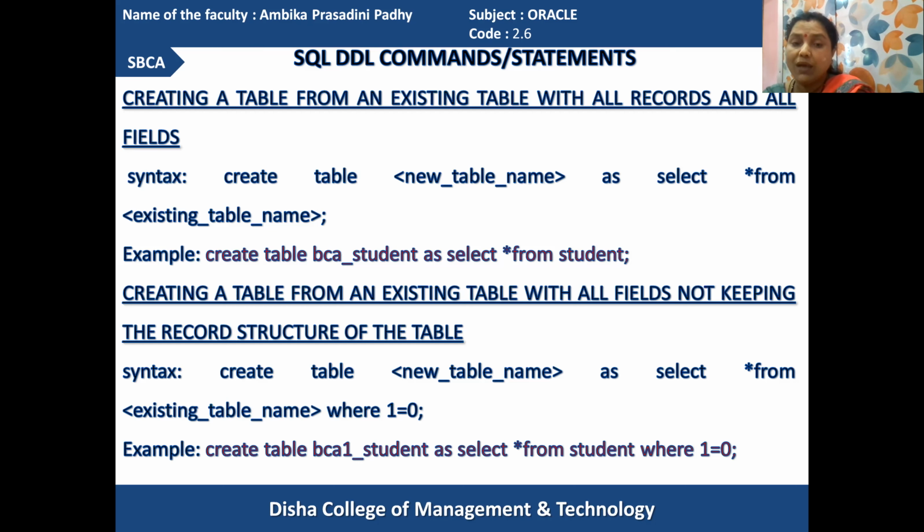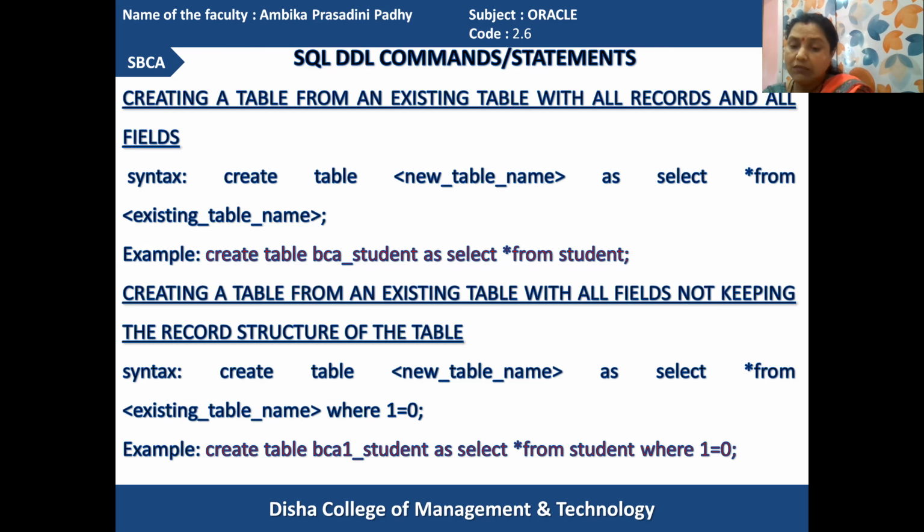Create table BCA1 student as select star from student where 1 equal to 0. Here 1 equal to 0 means no contents of the student table will be taken for creating BCA1 student. The BCA1 table will be newly created, and the fields of the student table will be copied into it, but the contents will not be taken. Got it? To check the contents, you have to create rows inside it using the insert into table command or statement, which will help you create rows inside the table. We will discuss that later on.